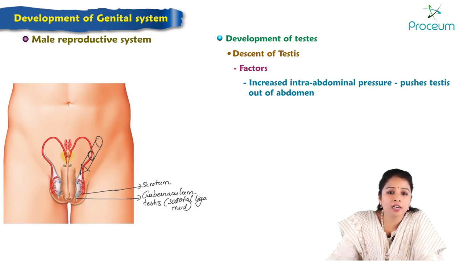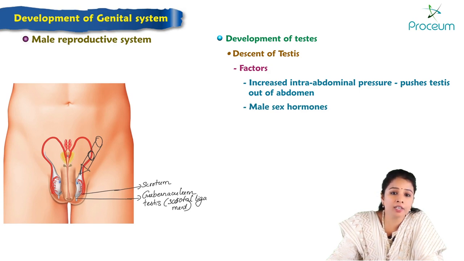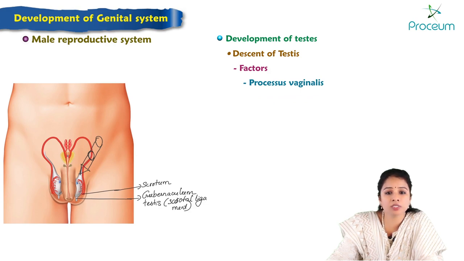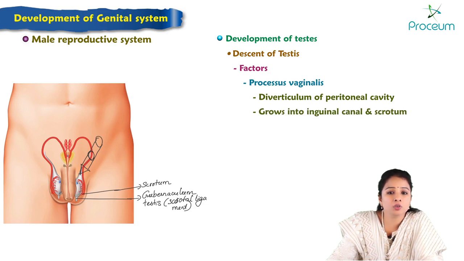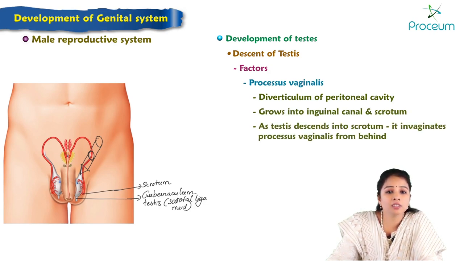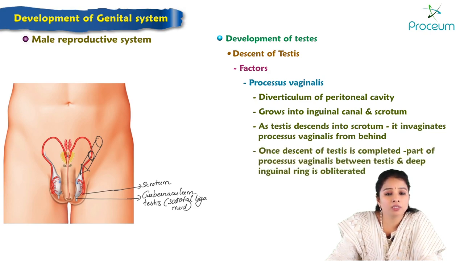The other factors are male sex hormones, which greatly influence the descent of the testis. And the next factor is the processus vaginalis. It is a diverticulum of the peritoneal cavity that grows into the inguinal canal and scrotum. As the testis descends into the scrotum, it invaginates the processus vaginalis from behind. And once the descent of the testis is completed, the part of the processus vaginalis between the testis and the deep inguinal ring gets obliterated.